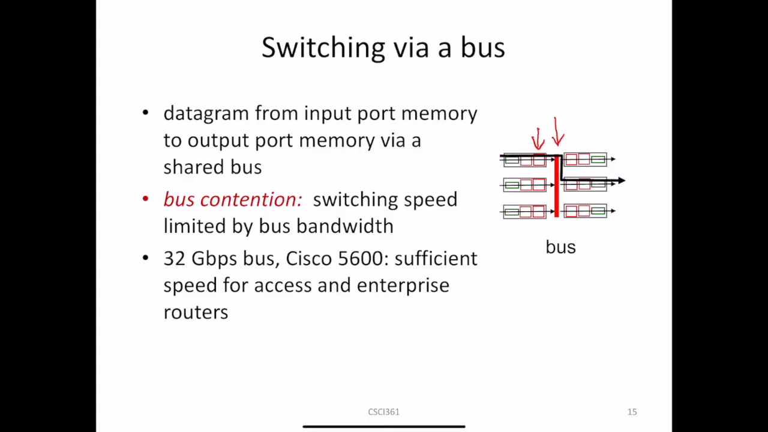Here we have an example of routers. There is a 32 gigabps bus, Cisco's 5600, which is an example of switching through a bus, with sufficient speed for access and enterprise routers.